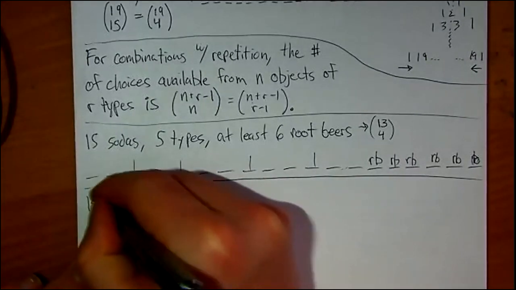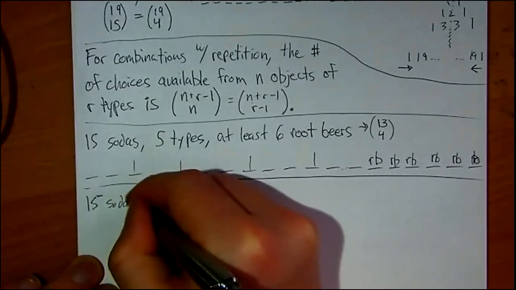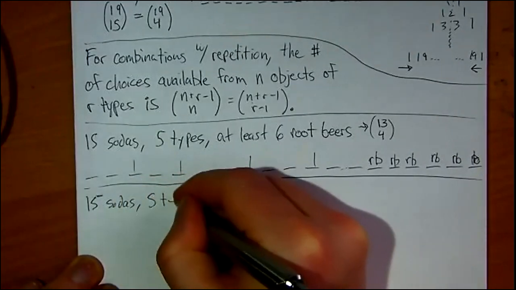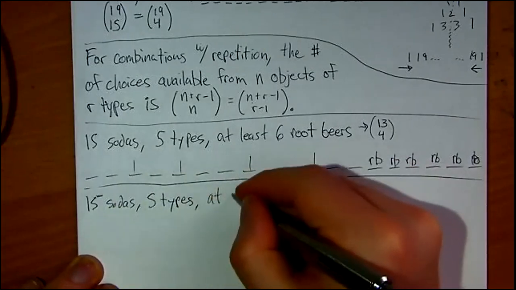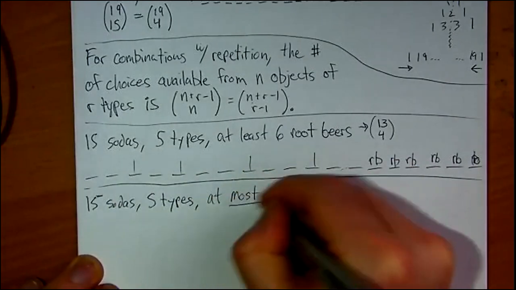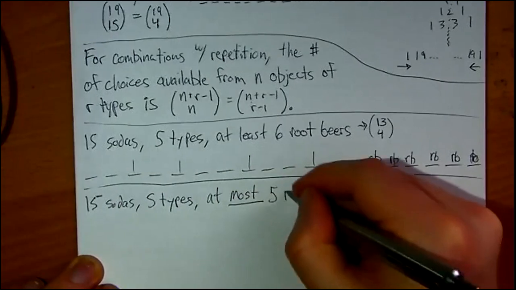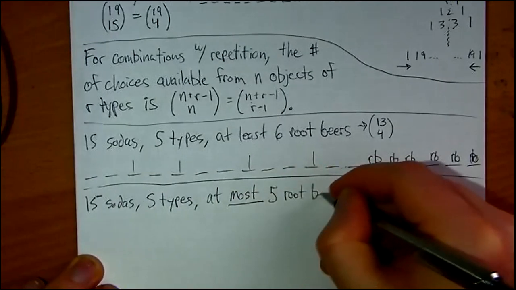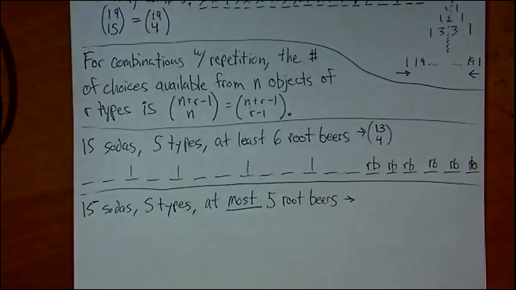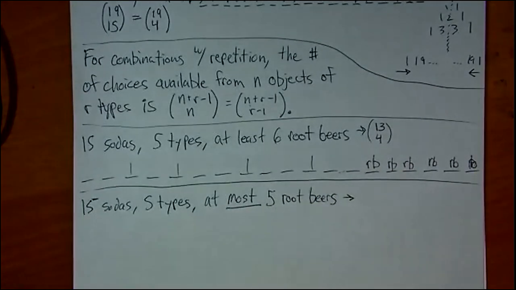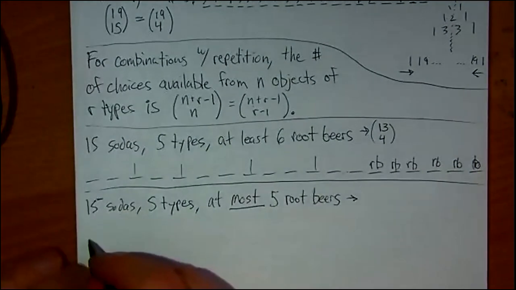Okay, so let's do one more. 15 sodas, 5 types, at most 5 root beers. Maybe the store is almost out of root beer, right? And so the most that you can buy is 5 of them. That's all that's left on the shelf, right? So now what are we going to do?